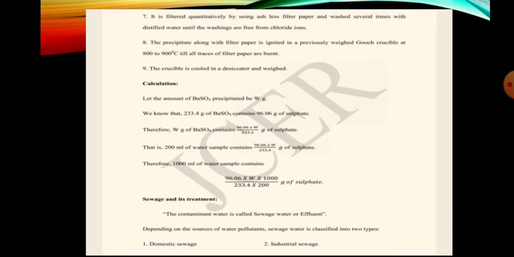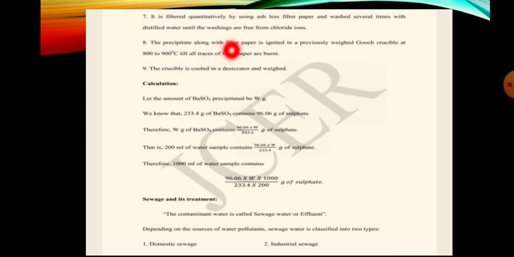The procedure is to filter quantitatively using Ashless filter paper, washed several times with distilled water until the washings are free from chloride ions. This is the procedure. Next, the precipitate along with the filter paper is ignited in a previously weighed Gooch crucible. This is one type of crucible.